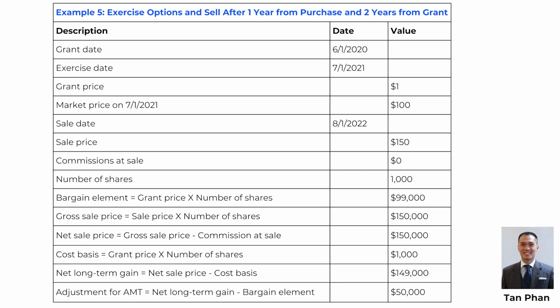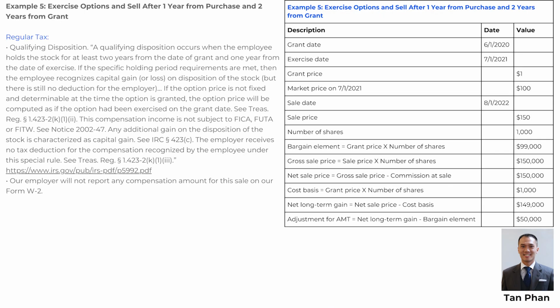Example 5. Exercise options and sale after 1 year from purchase and 2 years from grant. Grant date June 1st, 2020. Exercise date July 1st, 2021. Sale date August 1st, 2022. Regular tax. Qualifying disposition. A qualifying disposition occurs when an employee holds the stock for at least 2 years from the date of grant and 1 year from the date of exercise.